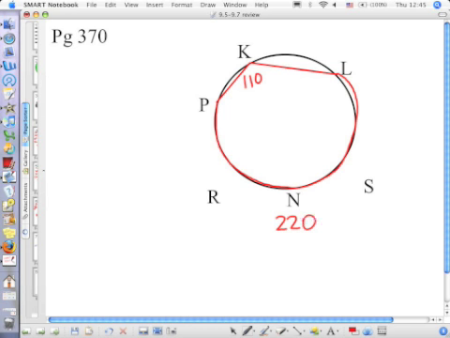Then the next part of the question was, what's the measure of minor arc PL? 360 minus 220, 140, because it's the rest of the circle.